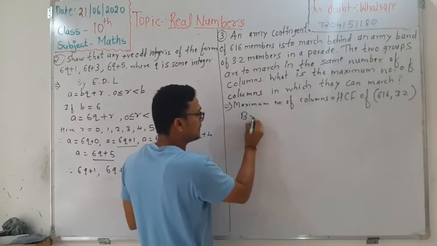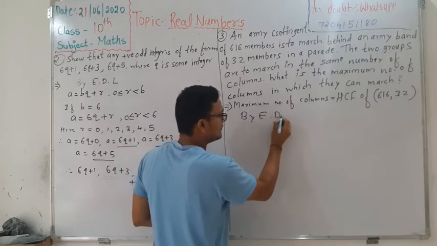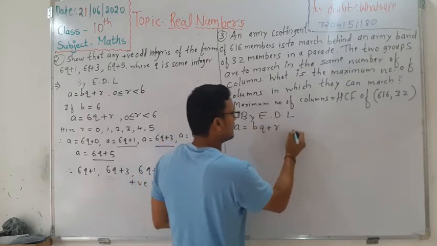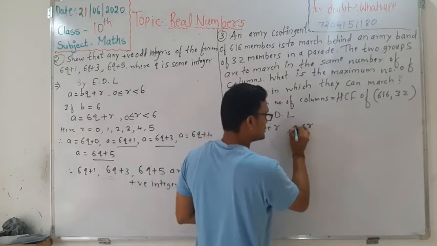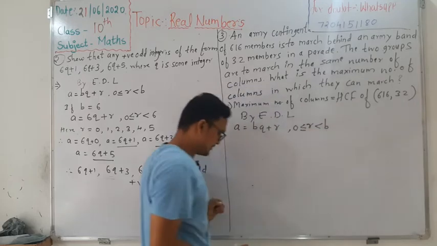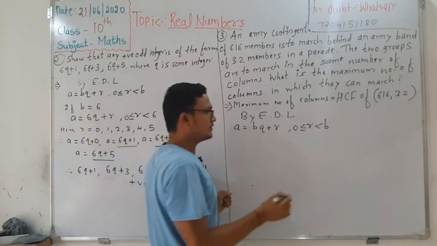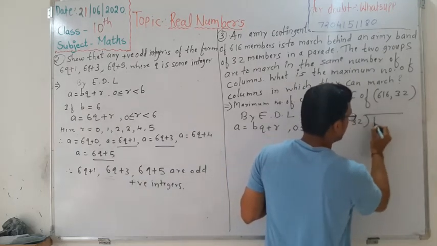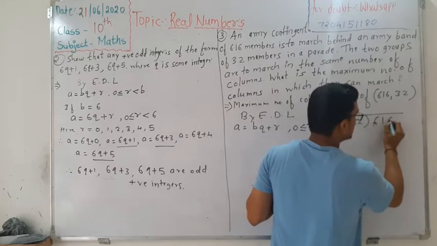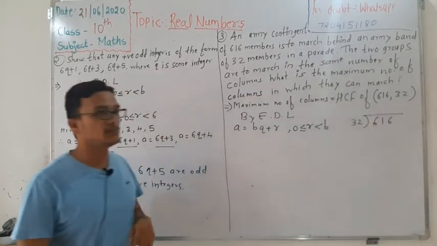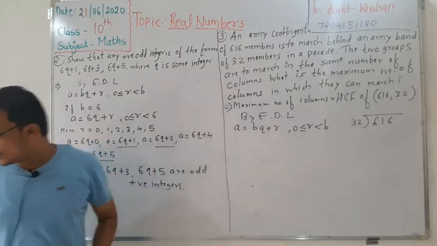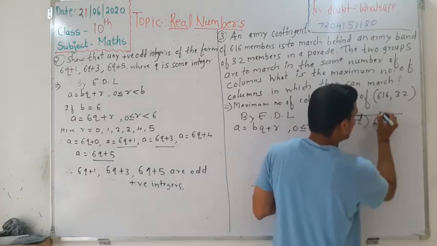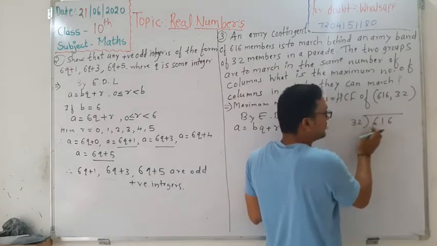Again we have to make use of the Euclid division lemma, that is a equals bq plus r, where r is greater than or equal to 0 and r is less than b. As usual, again we will make use of the long division method. So this 32 will divide the number 616. We have to divide that number now. So I will take 61. If I take 32 into 2, it will be the bigger number.